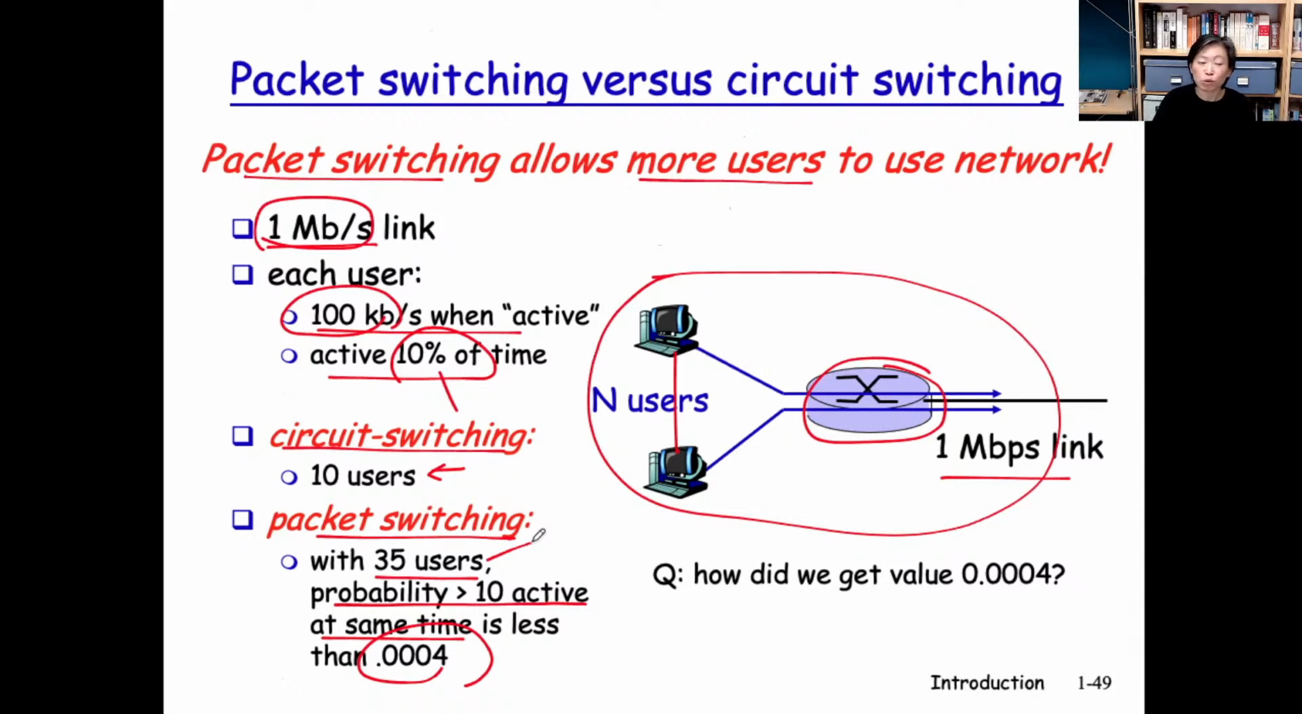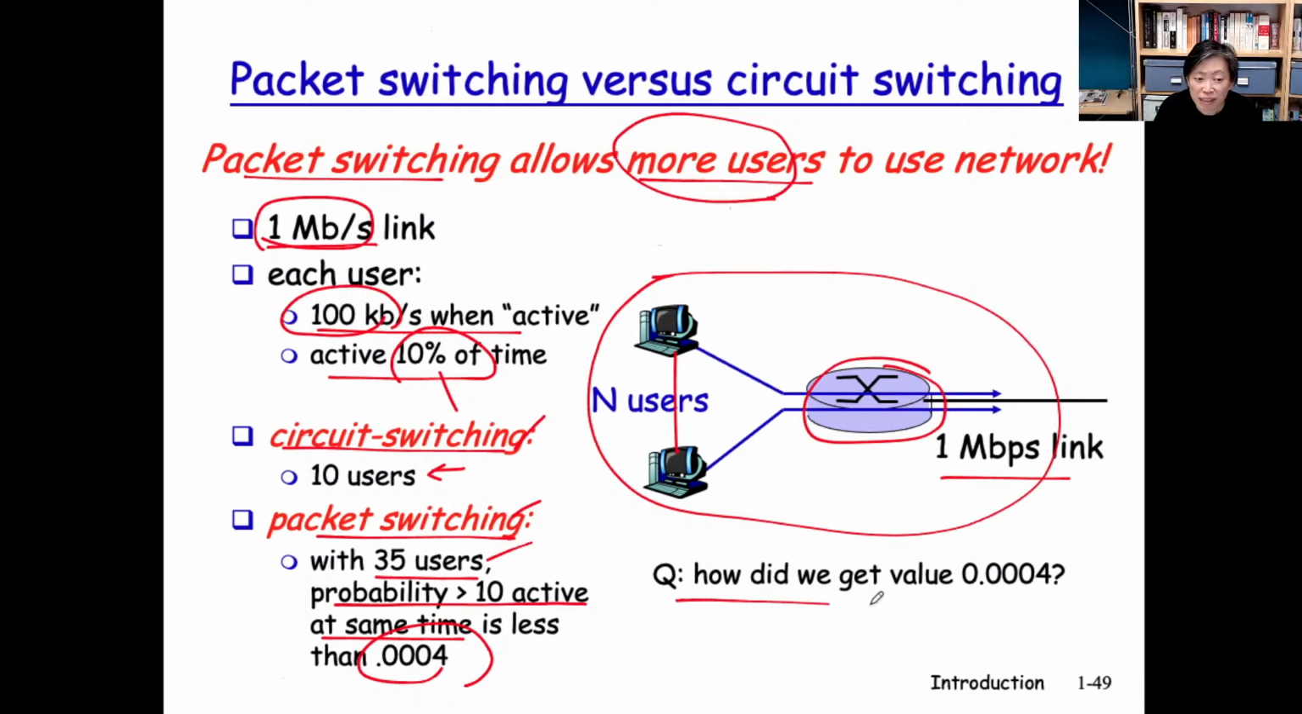So if you do have a lot more users and each of the users needs just a small portion of time to send data, which one would you pick? Circuit switching or packet switching? It's quite obvious, isn't it?